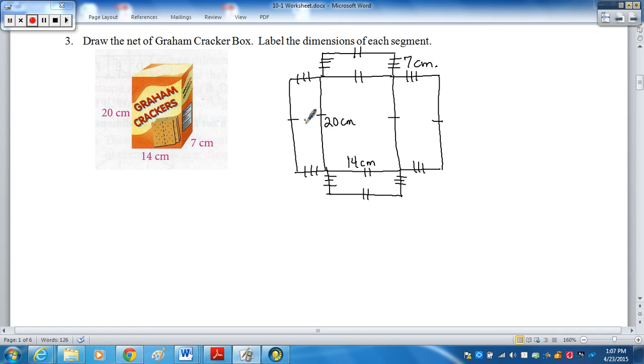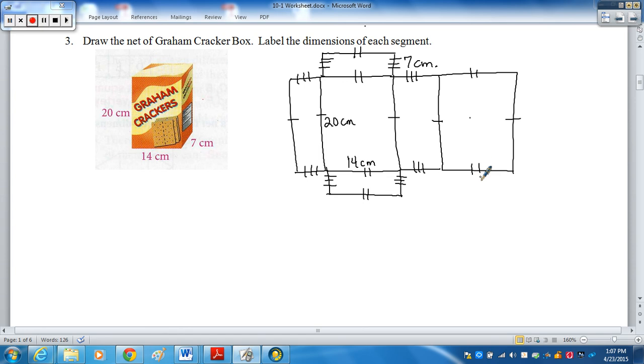Again, it's got the exact same dimensions as its opposite face. And then from there, the back side. Now the back side has the same dimensions as the front side. And it really doesn't matter where you put the back side. You can put it down below, off to the right, up above, off to the left. I'm going to put it off to the right. Okay, and I'm going to go ahead and say it's a 20 by 14 rectangle, just like the front side is.